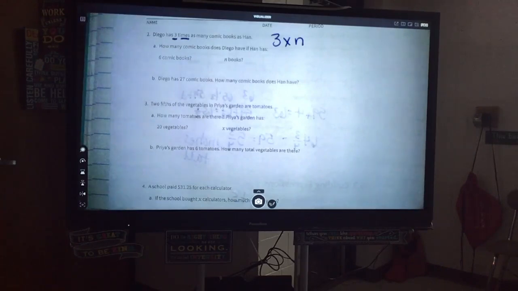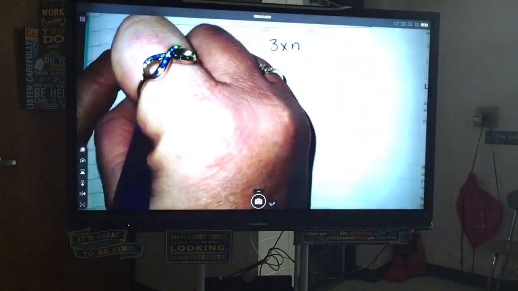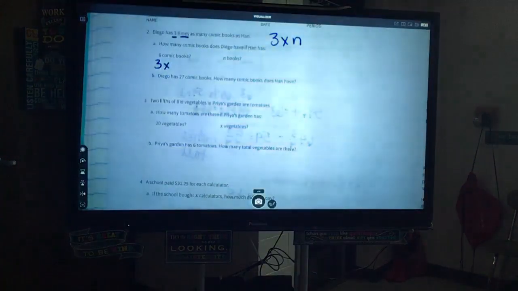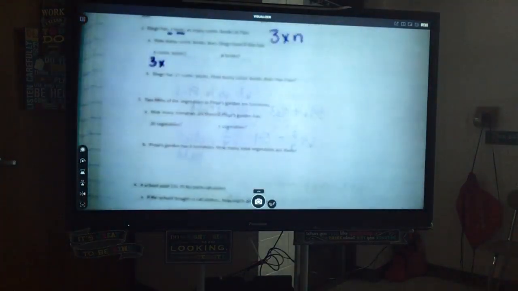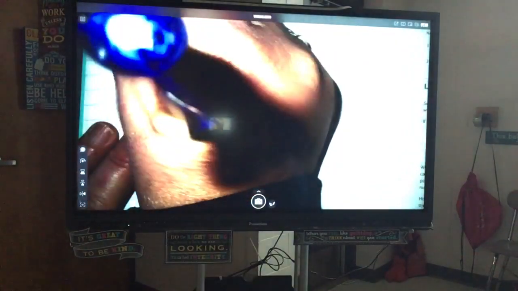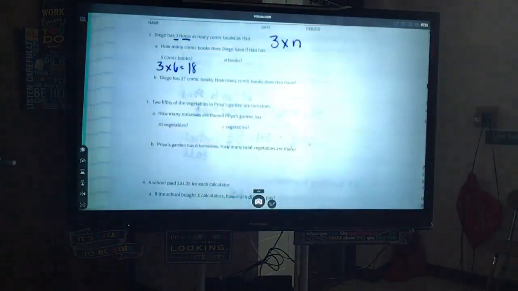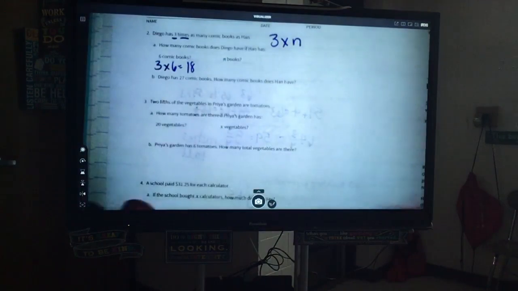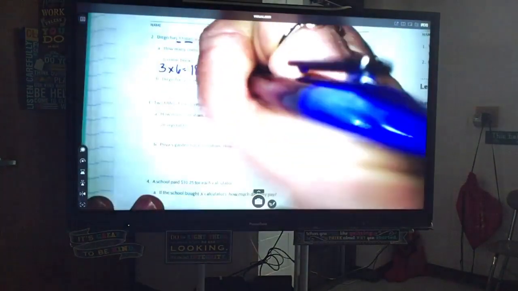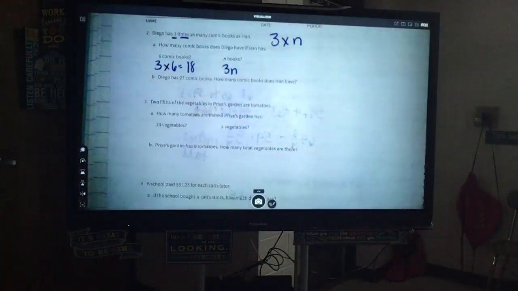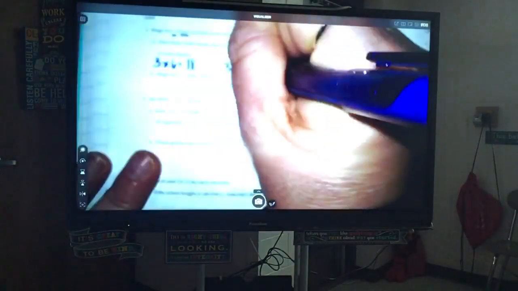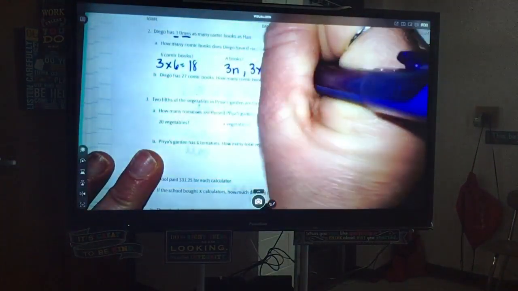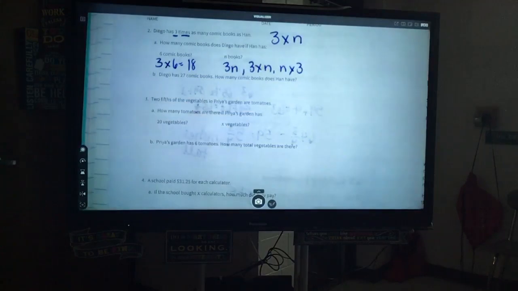All right, so for the first one, we're going to do 3 times what? 3 times what, Camden? 6. Which gives me? 18. So Diego had 18 comic books. Okay, and then obviously this one is our answer, our variable. You can write it as 3n, you can write it as 3 times n, you can write it as n times 3, whichever one you decided to do.